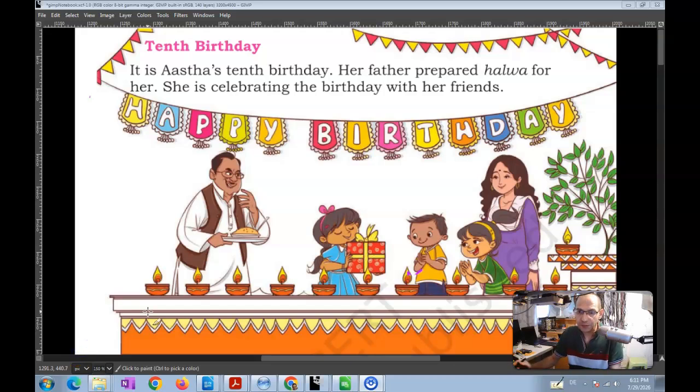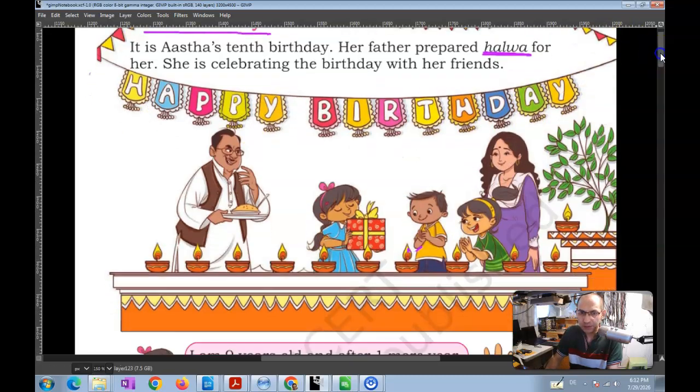Okay, so next what we have is some models for the number 10. What's written here is the 10th birthday of some child. It is Astha's 10th birthday. Her father prepared halwa. Halwa is a sweet in India. She is celebrating the birthday with her friends, and it's her 10th birthday, right?